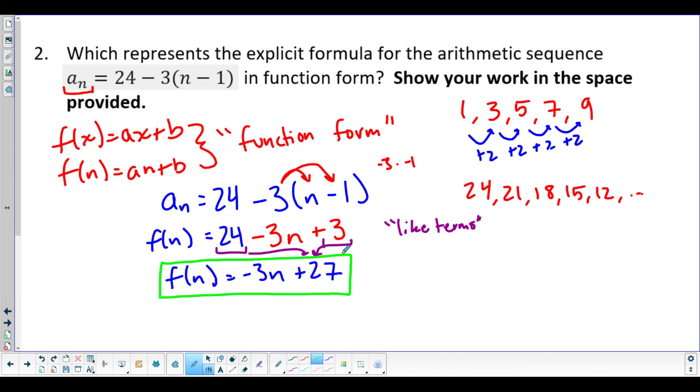So I know I talked a lot about sequences, but if you want to get down to the nitty gritty, here's what you need. A sub n, whatever that's equal to, just multiply the thing outside the parentheses to everything inside the parentheses. Combine like terms. You got yourself a function. Problem 2. Done.